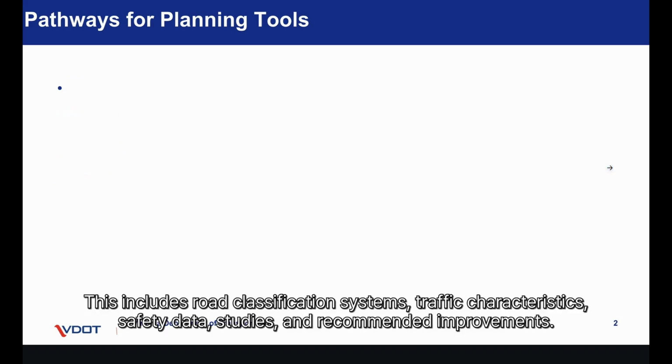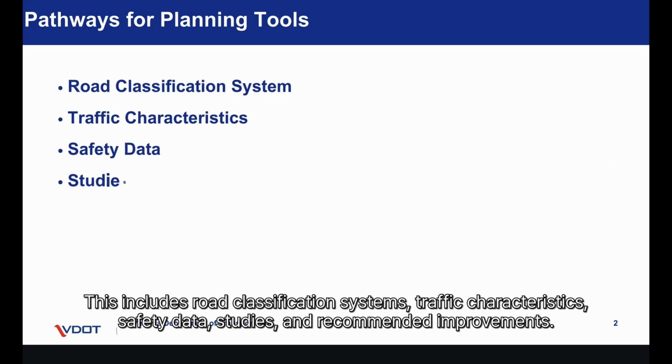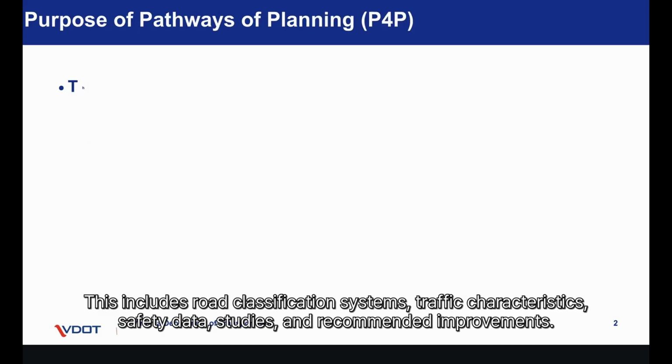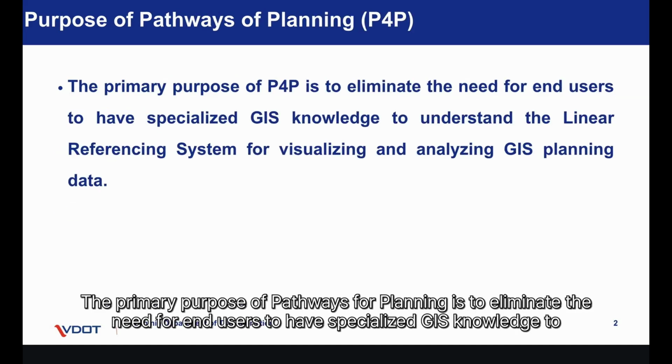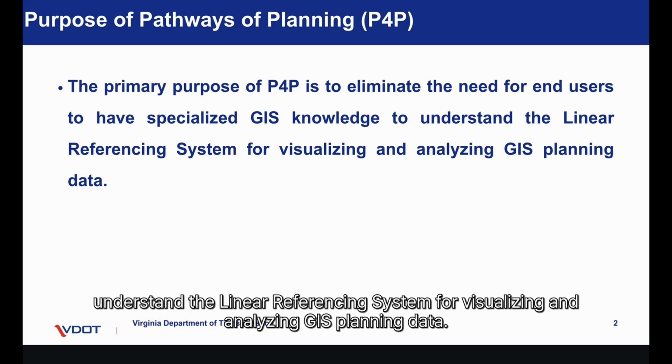transportation network. This includes road classification systems, traffic characteristics, safety data, studies, and recommended improvements. The primary purpose of Pathways for Planning is to eliminate the need for end users to have specialized GIS knowledge to understand the linear referencing system for visualizing and analyzing GIS planning data.